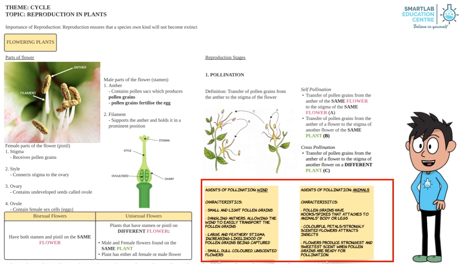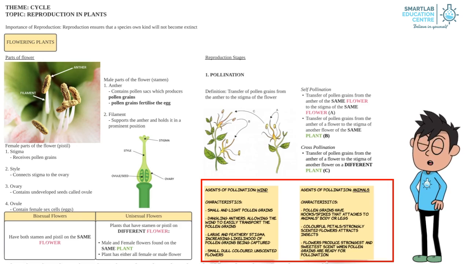We will look at some characteristics of flowers pollinated by animals. Pollen grains of such flowers have hooks or spikes that cling onto animals' bodies or legs. These flowers also have colorful petals or are strongly scented, which attract insects to them. Lastly, these flowers produce their sweetest and strongest scent when the pollen grains are ready for pollination.